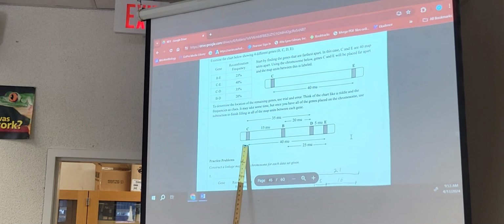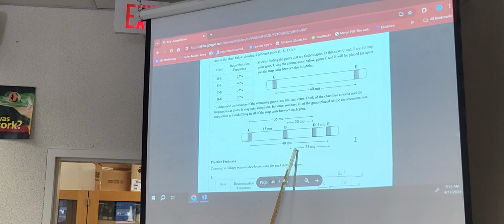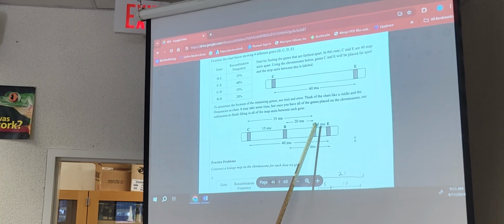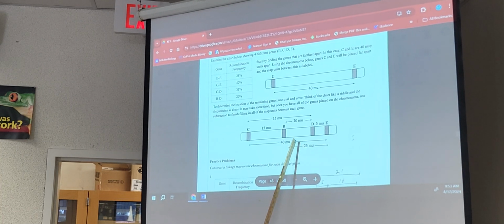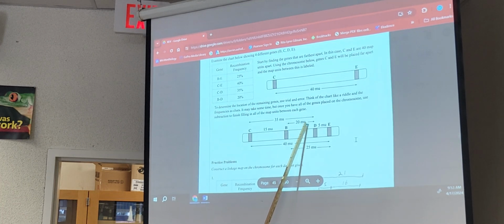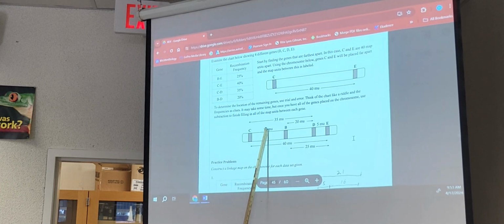Because this is 40 from C to E, and it's 25 from B to E, and we know this is 15, right? The 15 and 25. This is the difference. This is the 15 map units here.